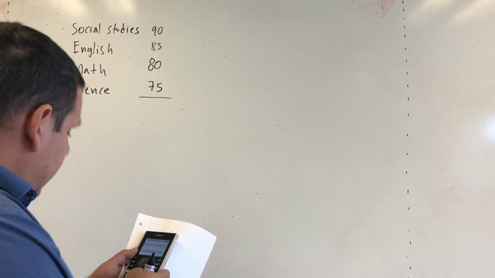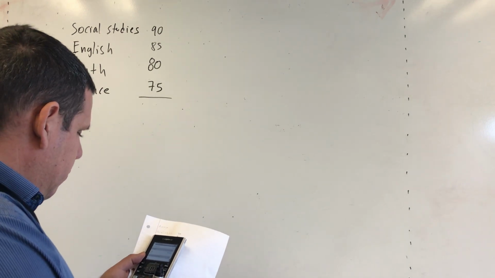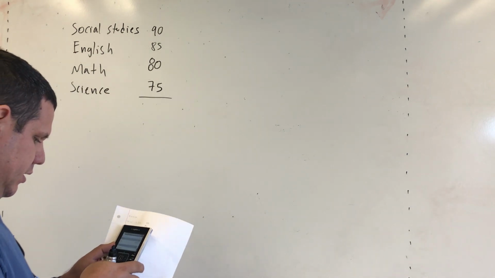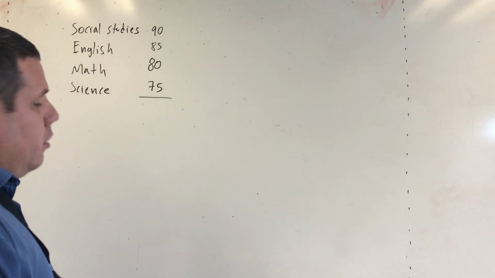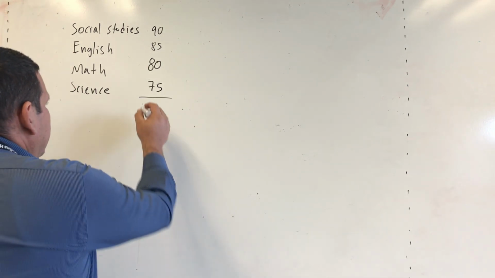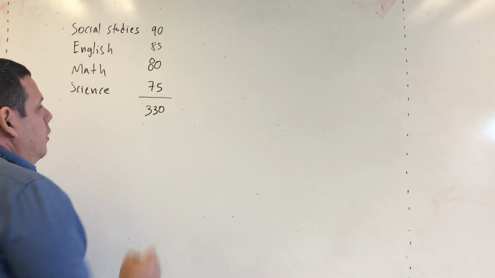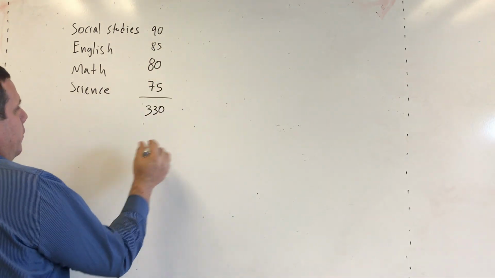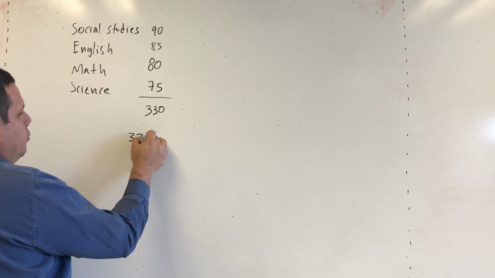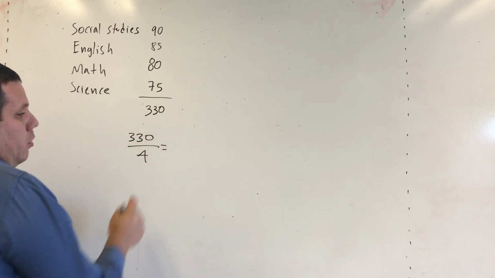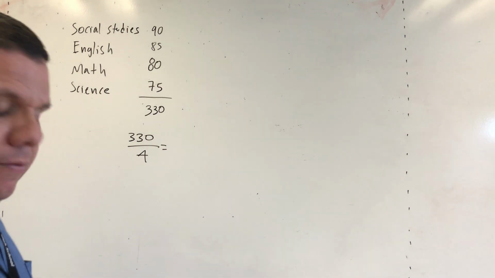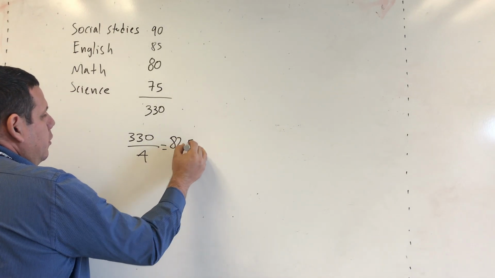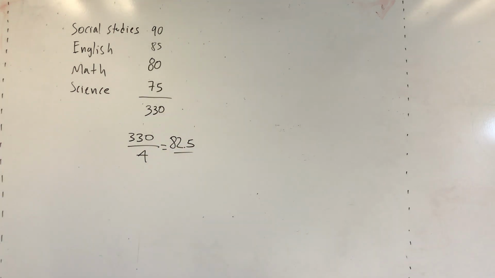Okay, so I will get 90 plus 85 plus 80 plus 75, 330. Okay, 330. I have 1, 2, 3, 4 subjects, so that means that I need to divide that by 4 to get the average of my grades. So this will give me 82.5. So this is the average for this example.